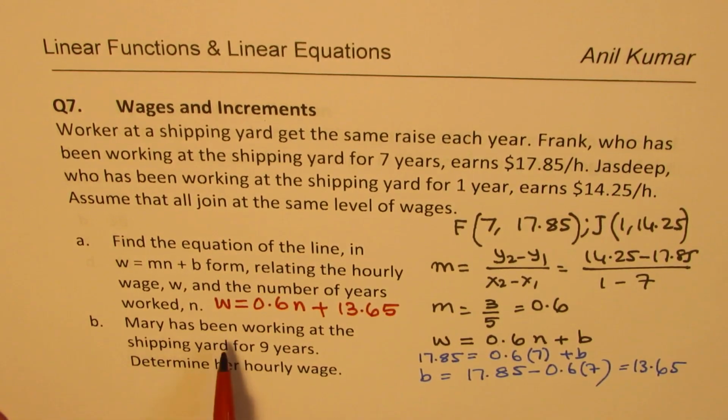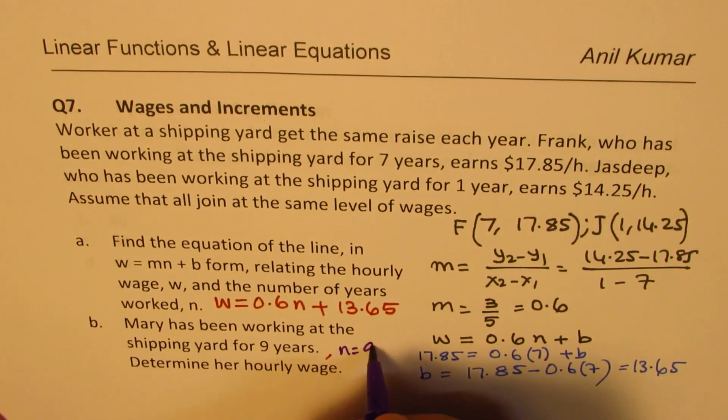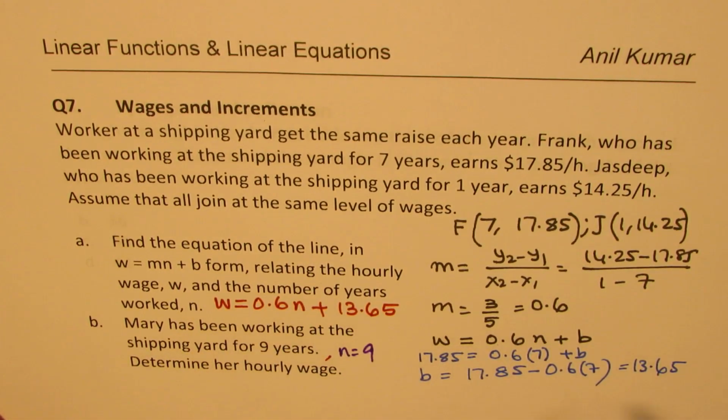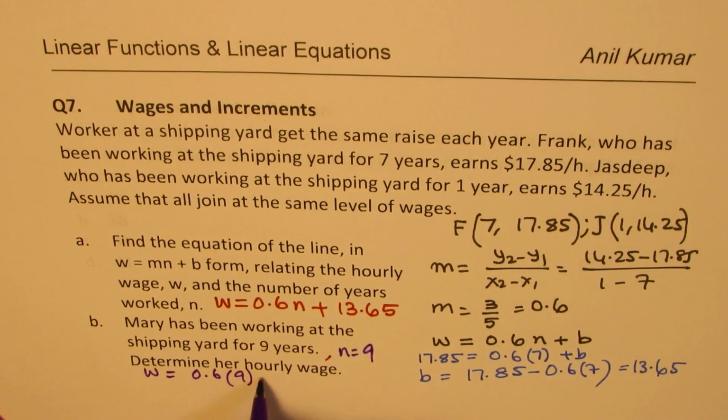Part B is Mary has been working at the shipping yard for 9 years. So N is 9 for Mary, right? So in this particular case, we know N equals 9. So we'll substitute 9 and find the wages. So here, W, wages for Mary, will be 0.6 times 9 plus 13.65.